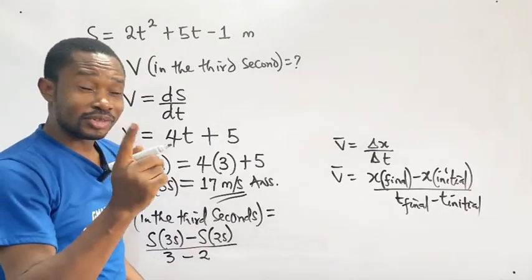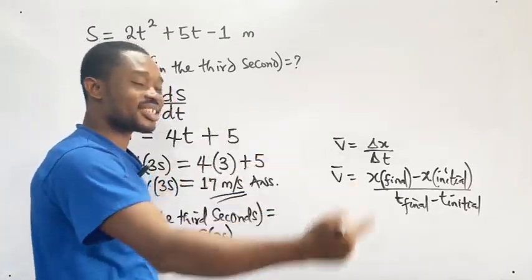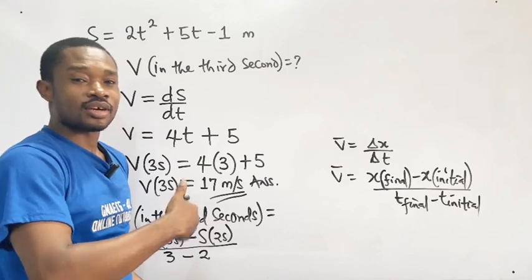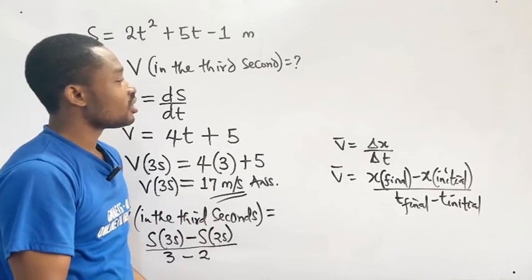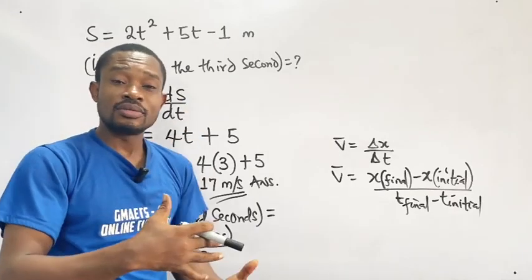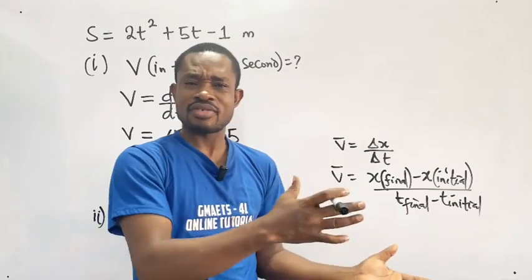Remember what I told you, hearing in the third second for average velocity, you will calculate between 2 seconds and 3 seconds. So if you hear in the fifth second, you are calculating between 4 seconds and 5 seconds, all right?